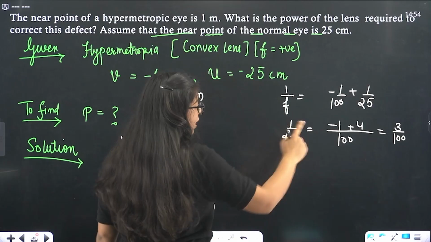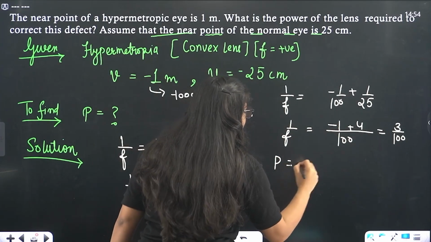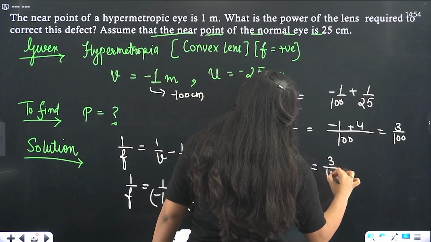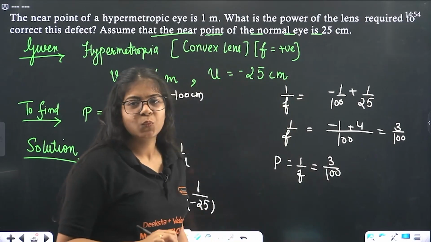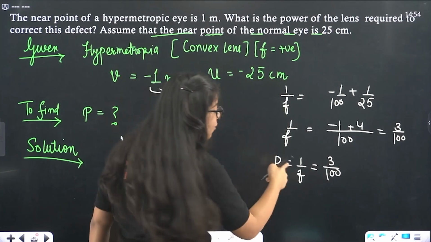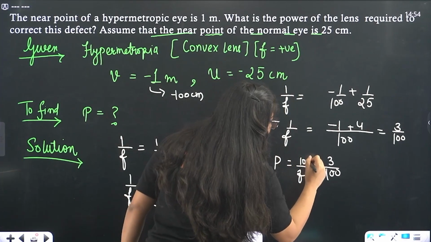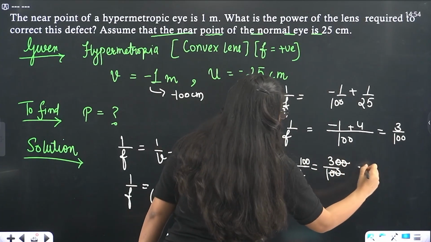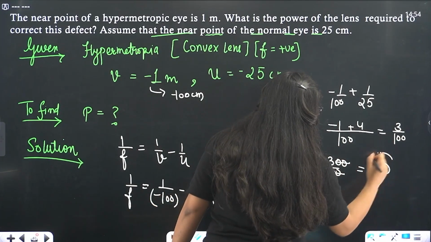Now, beta, you don't have to change it. Simply, power is what? 1 by f. 1 by f is what? 3 by 100. Is it true? Again, one more thing that you left. Focal length is in centimeters. So, power will be 100 by f, not 1 by f. So, this will be 300 and power will be 3 diopter.